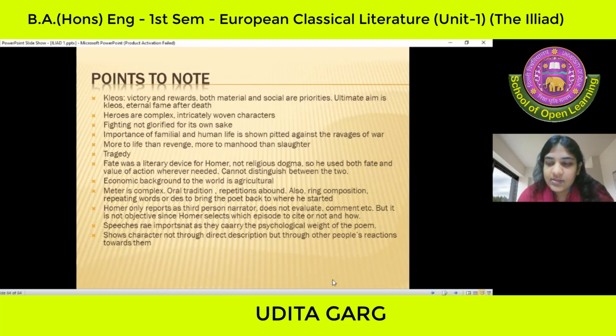Now we've already talked about how this epic is a tragedy, talking about the falling fate of the hero. Now, fate was another point, right? So fate was a literary device for Homer, not religious dogma. So he used both fate and value of action wherever he needed, and we cannot really distinguish between what is fate and what is action. So the Greeks, the period that we're talking about, at that point of time, fate was a literary device for Homer, right? It is not something that is overpowering and that would carry the narrative at all instances for all times. Homer uses the idea of fate whenever he needs to, right? It is not a religious dogma, it is not a religious orthodoxy in terms of everything having to happen by fate, that there can be nothing else. So human action is also used wherever it is needed, and so is the doctrine of fate, right?